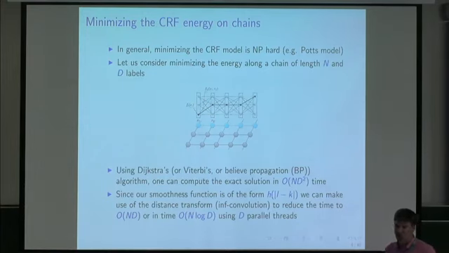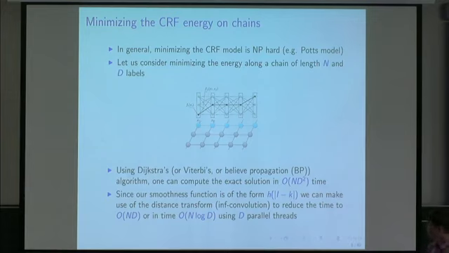So let us look at just one chain. The later idea will be to decompose our image into horizontal and vertical chains. So if you just want to solve one chain, in our example, the chain has length n, and we have d labels. So this is n, and d is the number of labels. It's well known there are a lot of algorithms that can solve the problem on a chain. You can simply use Dijkstra's algorithm, Viterbi's, or the belief propagation algorithm, and those algorithms can compute the exact solution in n times d squared time. In general, it cannot be improved.